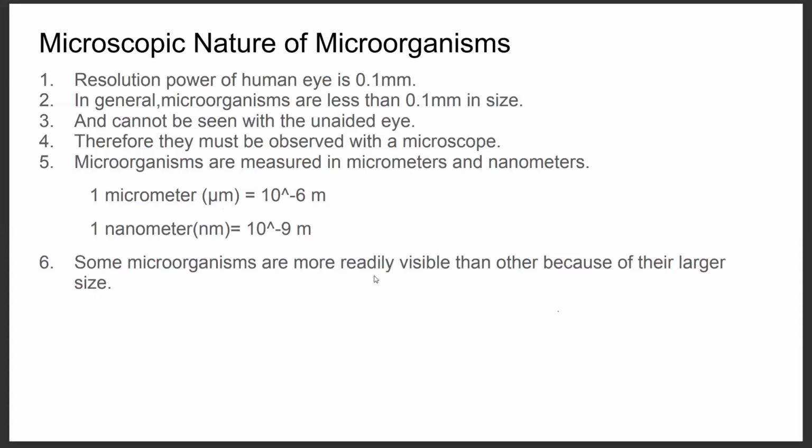Then, next topic, microscopic nature of microorganism, right? Microorganism, so from the definition you learn, they are too small. Now, what is the resolution power of human eye? What is the meaning of resolution power? Resolution power means the minimum distance between 2 points that can be distinguished as two separate points. So the resolution power of human eye is 0.1 millimeter.